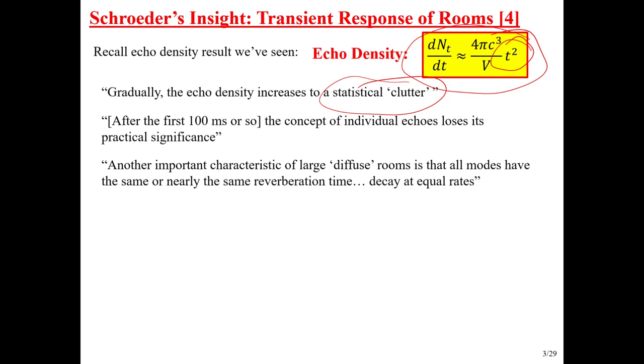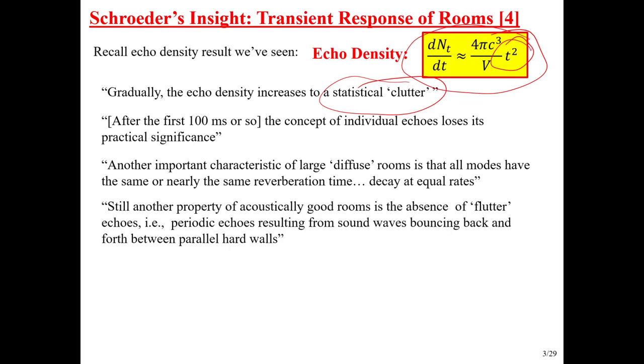And so when we're in large so-called diffuse rooms, the other thing that is noticed is that the modes that are there all have about the same reverberation time. Now, we saw a plot showing that the reverberation time of Boston Symphony Hall did vary a little bit with frequency, but not a lot. So that's what he's saying here. So we want to try to strive for that.